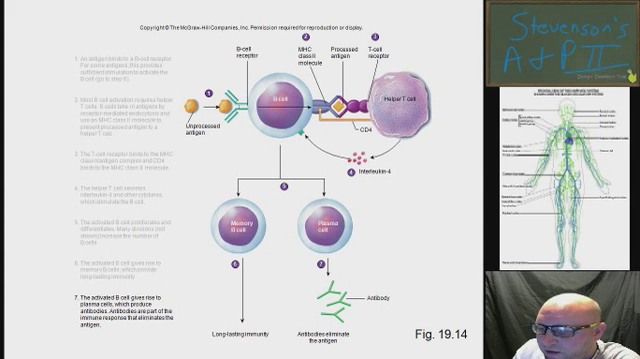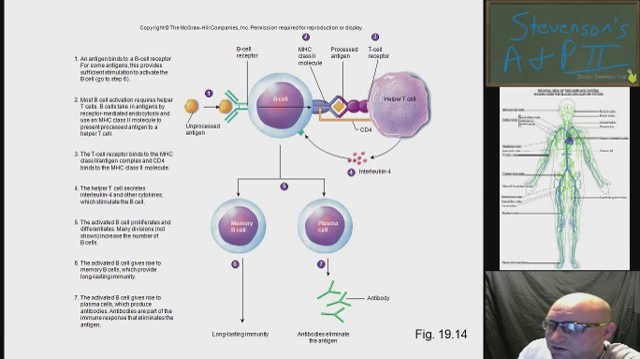The activated B cells also give rise to plasma cells, and these plasma cells produce antibodies. Those antibodies will hang around for quite a while and be able to identify invading pathogens. The antibodies are part of the immune response that eliminates the antigens that come in.